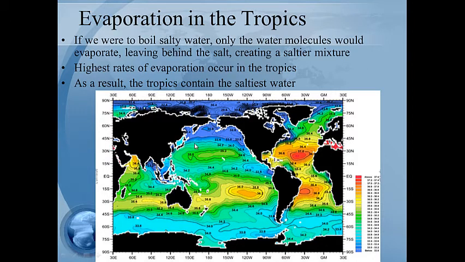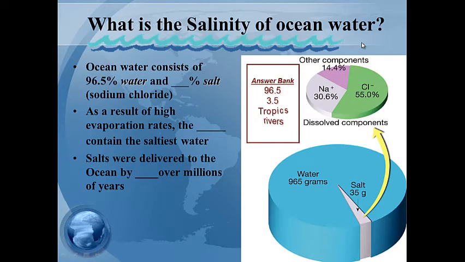So as a result, tropical oceans contain the saltiest water, salty right off the coast here, salty here. So the saltiest water in the oceans can be found near the tropic areas because of high evaporation. So what is salinity of ocean water? Go ahead and write the question on the left-hand side of your notes. Write the answer on the right-hand side, please. Use the answer bank, as always, to complete the sentences here. Go ahead and pause this while you write. I'm going to move on.